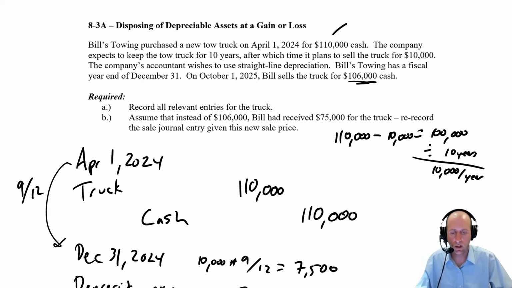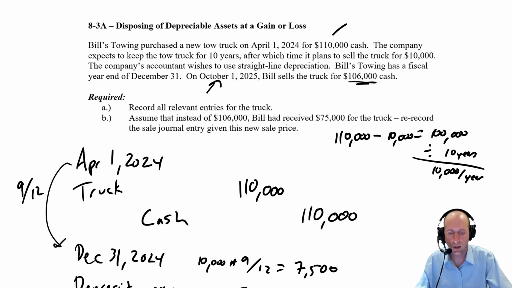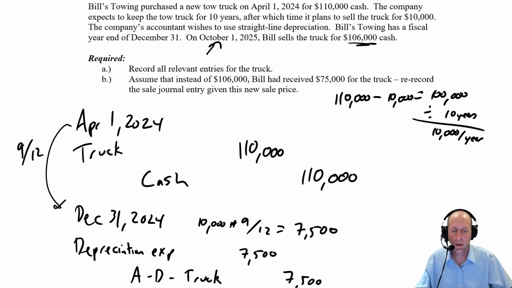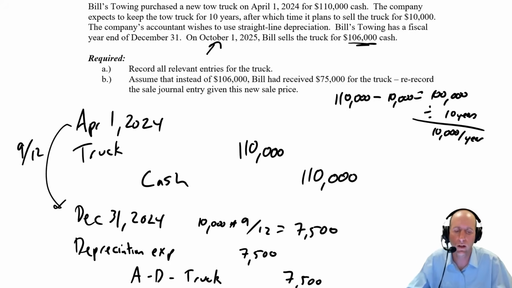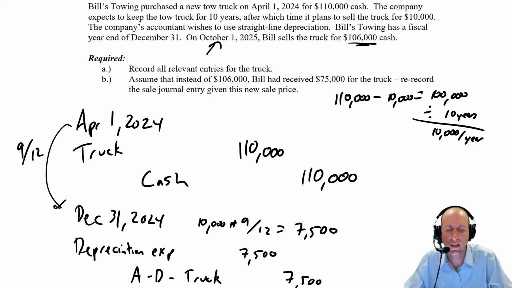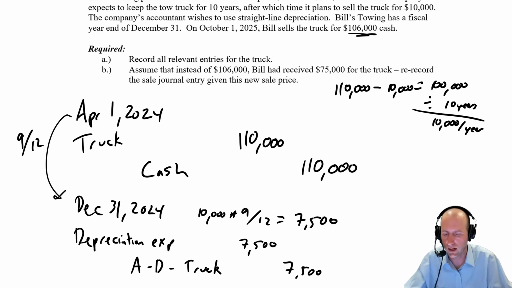Now we use the truck for the next year. We use it up to October 1st, 2025. That looks to me to be another 9 months, doesn't it? January, February, March, April, May, June, July, August, September, October. Is that 10 months? I can't even count. Oh, I don't count October. That's why it's only 9. You know what? Let's just do it as it is.